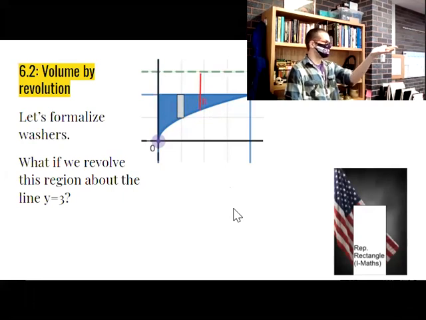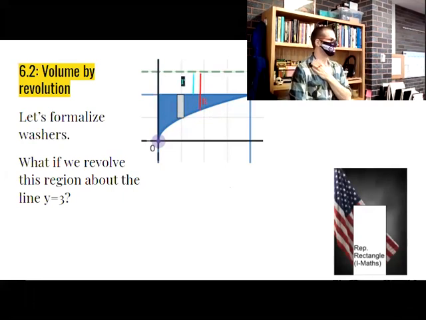Because again, big radius is that, little radius is that. The width and the actual height of the rectangle doesn't change, but this is the part that does. So big R is going to be 3 minus square root of x.